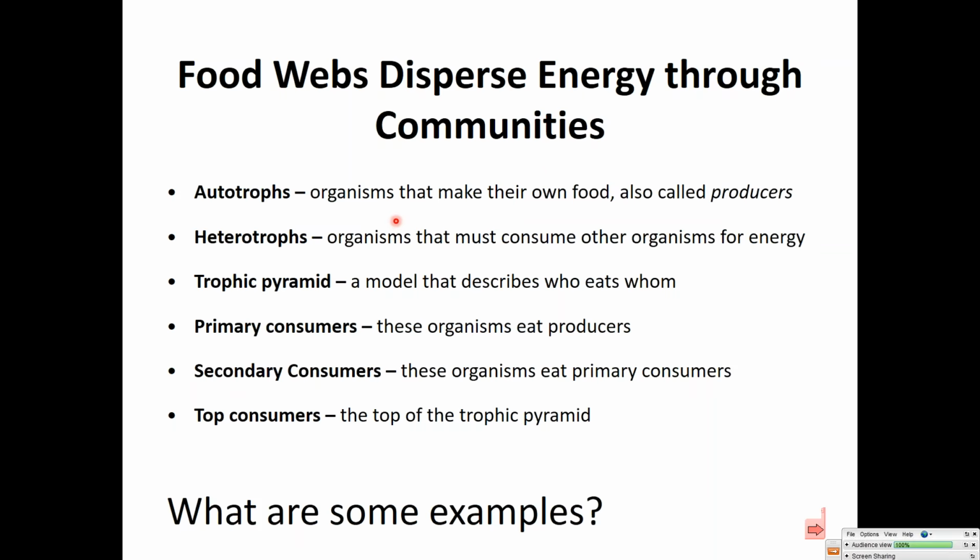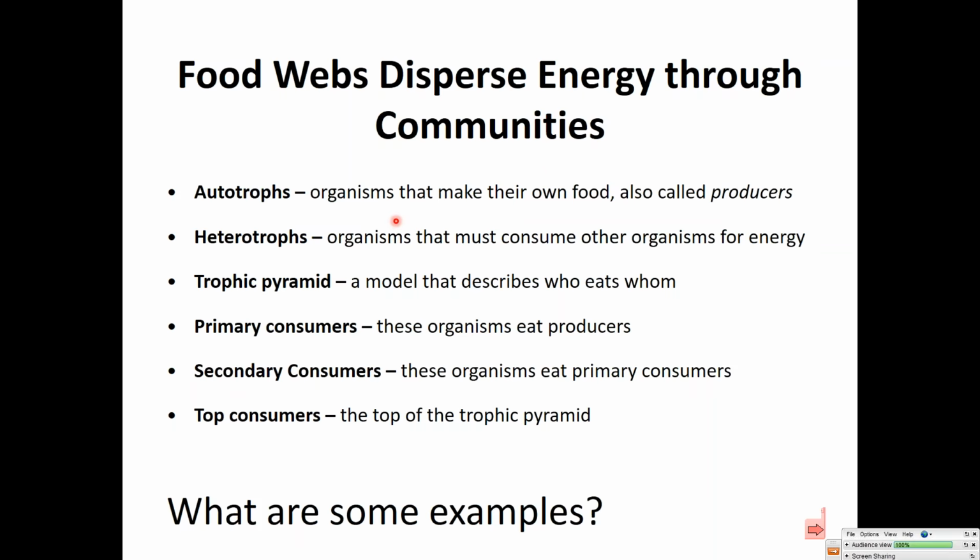But say like a cow, right? A cow eats nothing but producers. So a cow is a primary consumer. It's eating nothing but producers, grass, right? And then something that eats a cow would be considered a secondary consumer because it's eating a primary consumer. And anything that eats that thing that eats the cow is still a secondary consumer until you get to the top of the food chain, like humans.